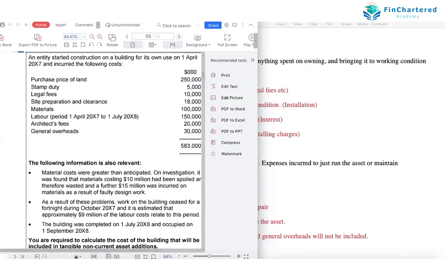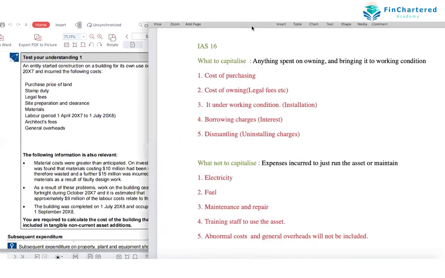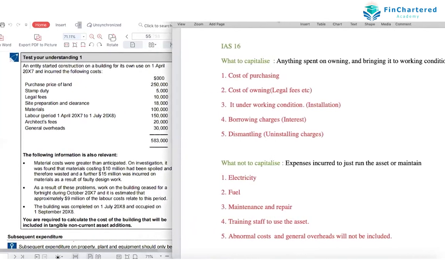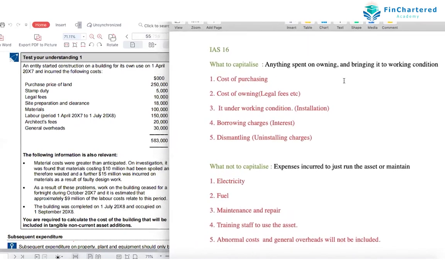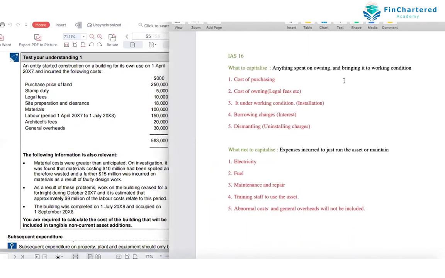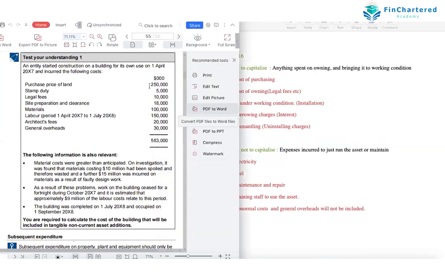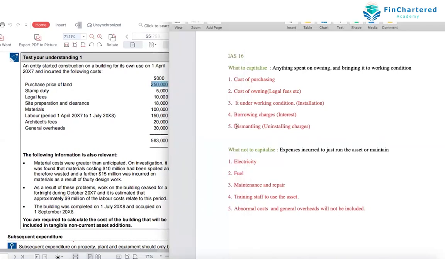So look at this question. Just zoom out a bit. So your friend is there, standing, helping you. What will you capitalize? What will you not capitalize? Right? So let's have a look at this question, guys. The first thing is purchase price of land. Do you think we will include or not? When you buy a land, will you capitalize it or no? Yes or no?